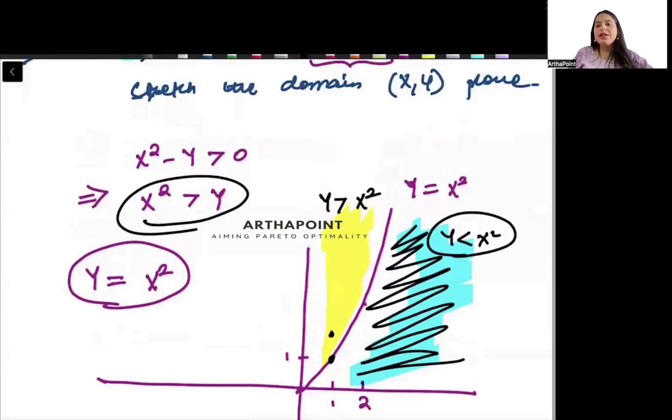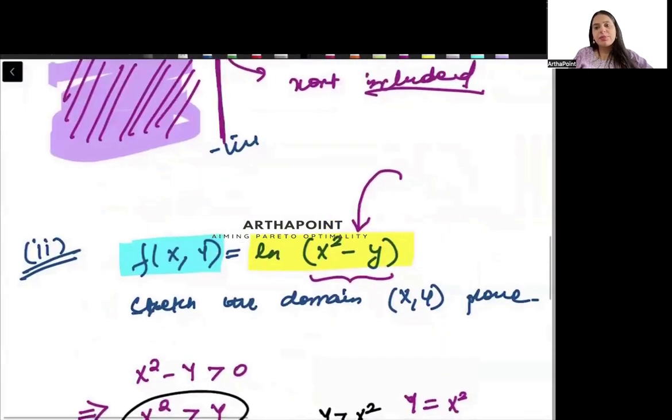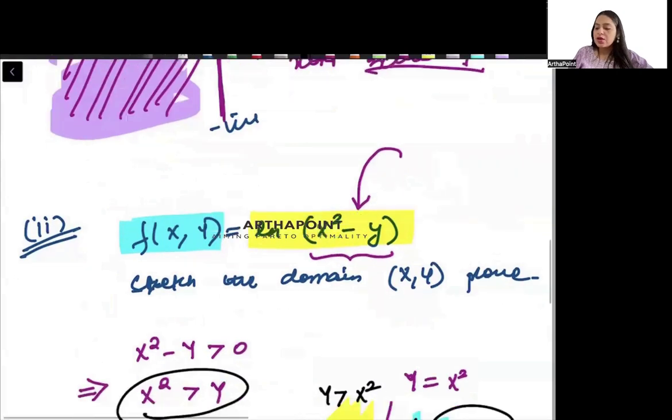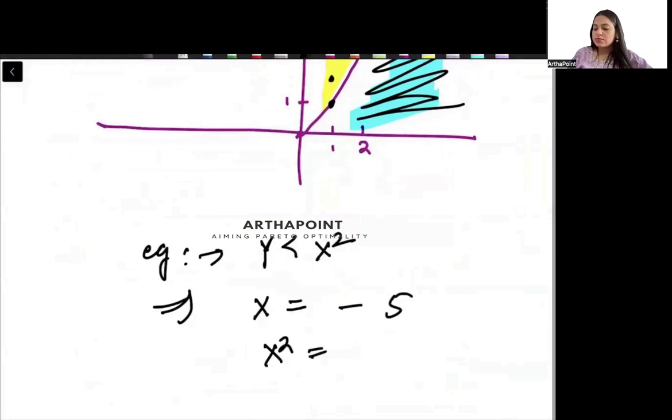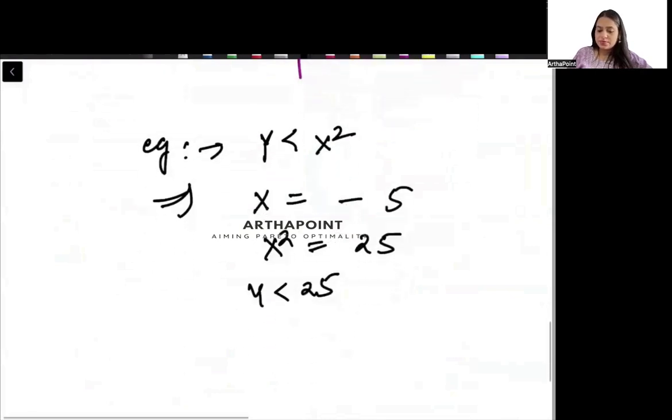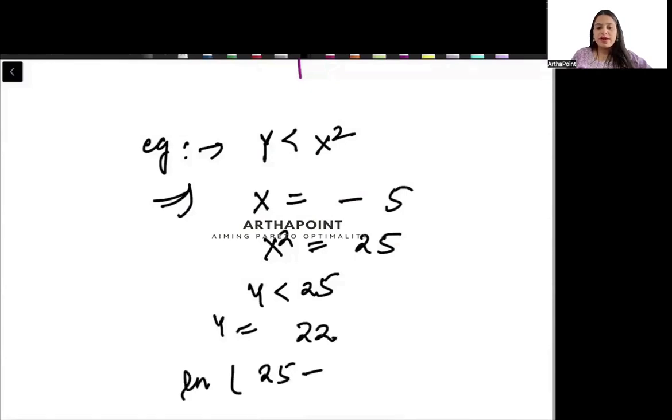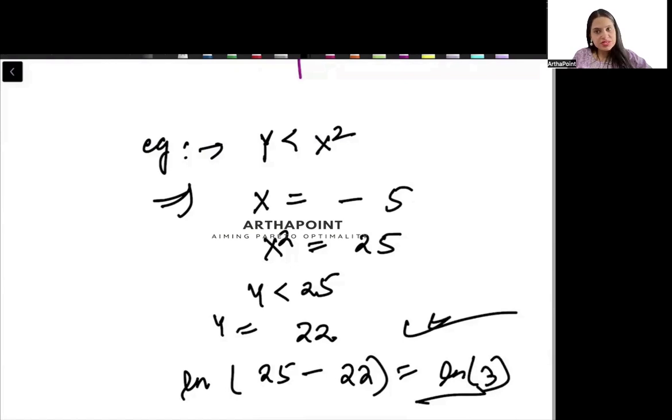As long as y is less than x square, x square minus y will come out to be positive, right? So for example, for y less than x square, let's say that x is minus 5, and x square will become 25. And y is less than 25, y is any number less than 25, say y is 22. So I will get ln of 25 minus 22, which is a positive number here, and this function would be defined. Is this clear to you?